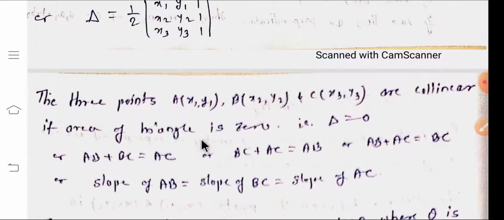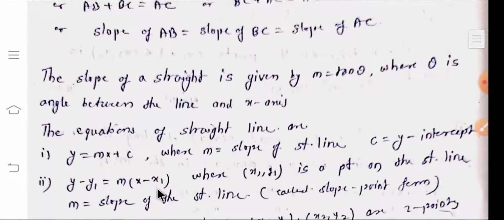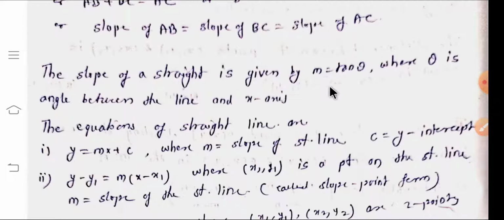We say that the 3 points A, B and C are collinear if the area of the triangle is 0, that is if the determinant equals 0. Or AB plus BC equals AC, or BC plus AC equals AB, or AB plus AC equals BC, or the slope of AB equals the slope of BC equals the slope of AC. If the 3 slopes are equal, then the given 3 points are collinear.